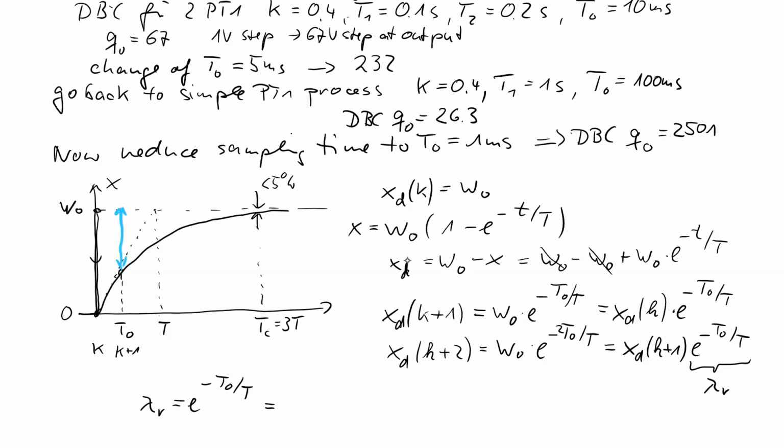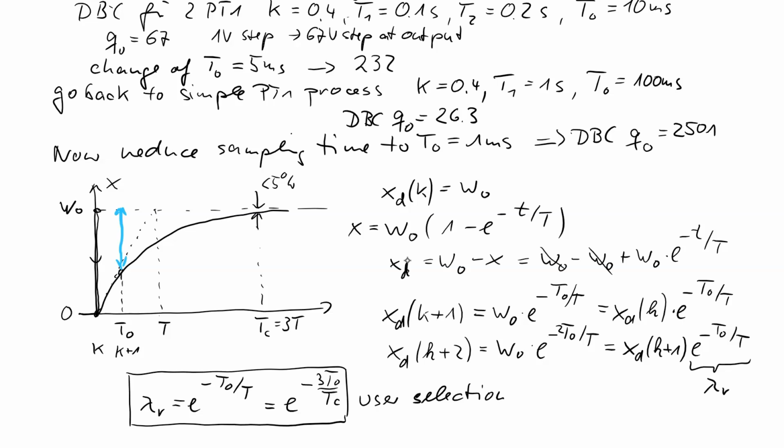So I get the important expression in the PFC control system. Lambda index r is e to the power of minus, if I solve for T, T is Tc divided by 3, then I have 3 times sampling time divided by Tc. So this can be calculated in the beginning of the design of the controller. These are user parameters, user selection, T0 and Tc leads to a given lambda factor.